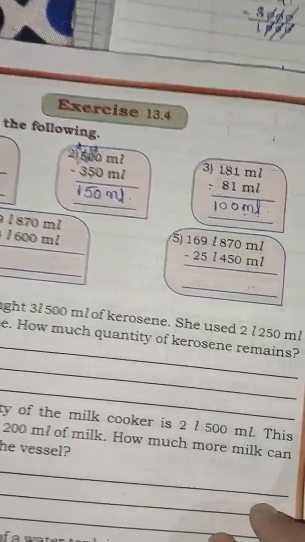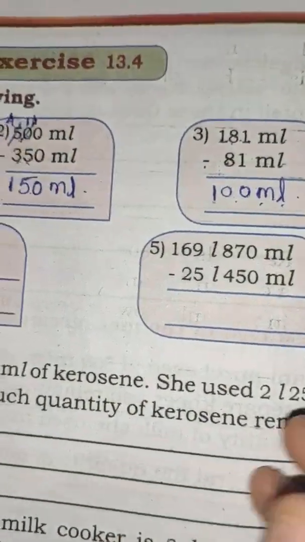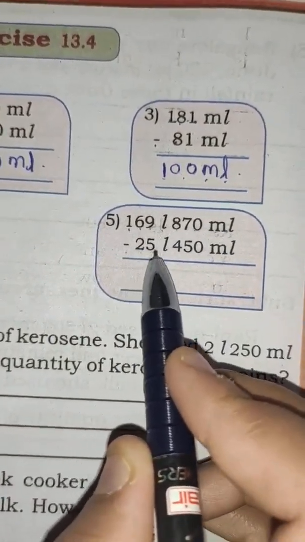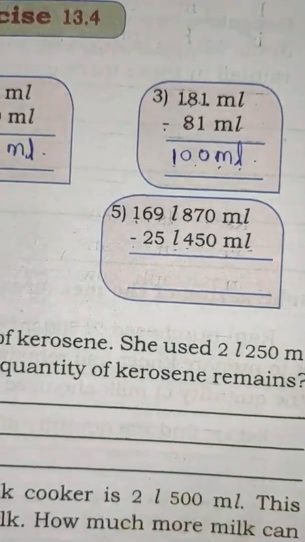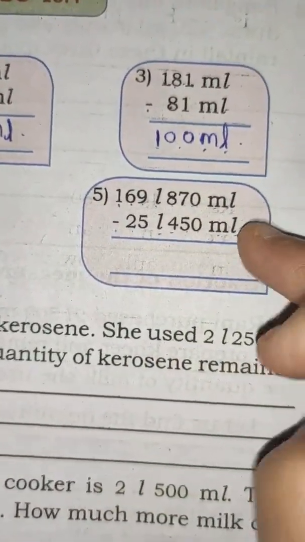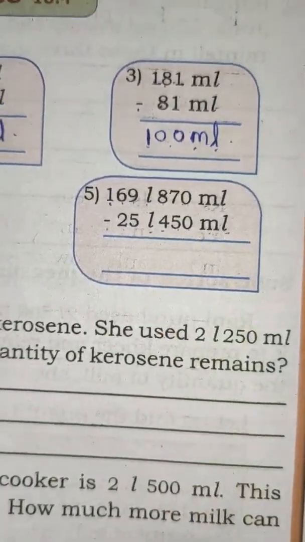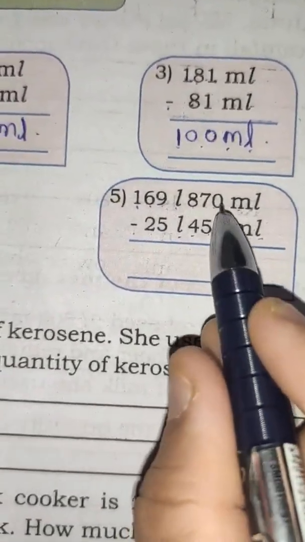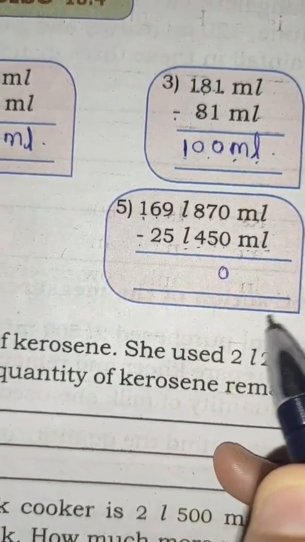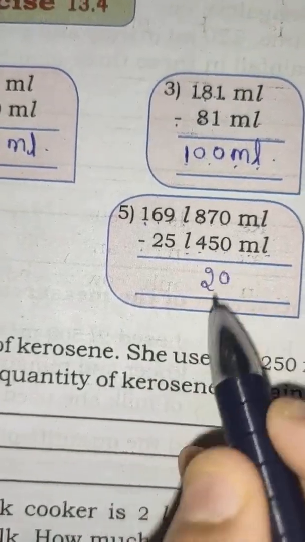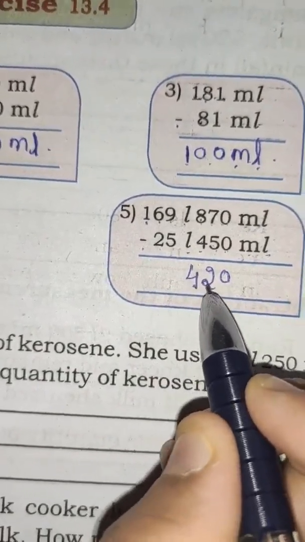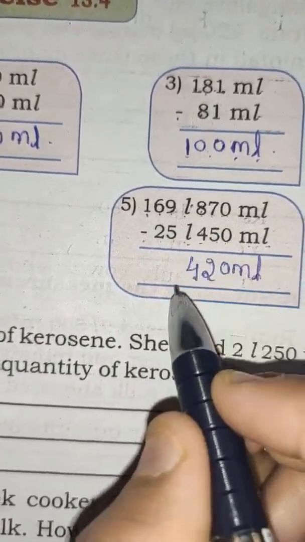Here we'll take another example. I will take the fifth one. 169 liter 870 milliliter minus 25 liter 450 milliliter. So you have to always subtract the milliliter first, then go for the liter. Okay, so let's subtract it here. 0 minus 0, 0. 7 minus 5 is 2. 8 minus 4 is 4. Very good. 420 milliliter.